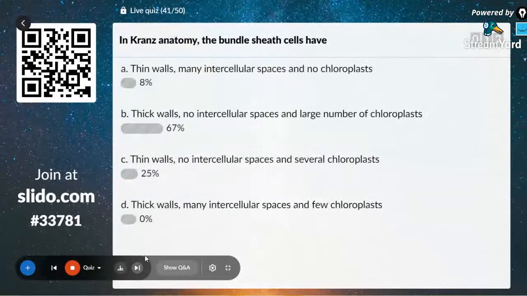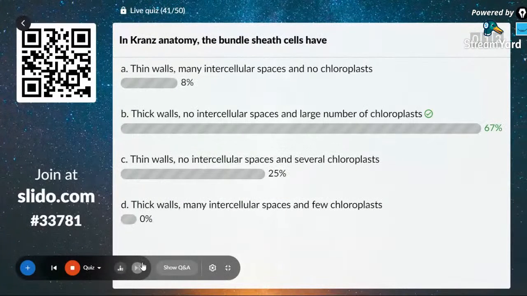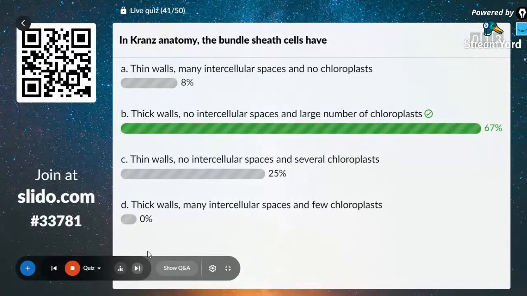Okay, the correct answer for the question is thick walls, no intercellular spaces, and a large number of chloroplasts. Thick walls with no intercellular spaces and a large number of chloroplasts. Next question on the screen.